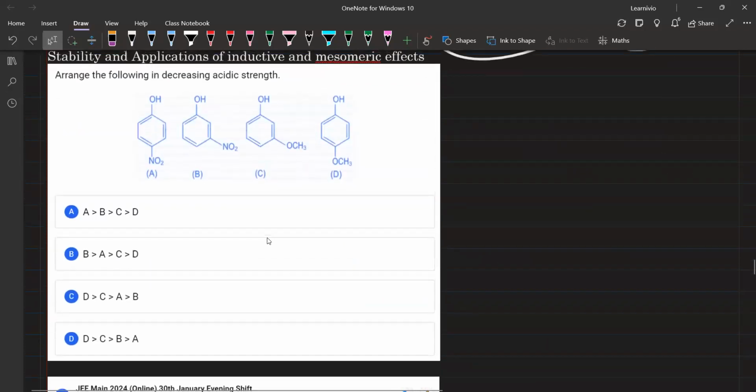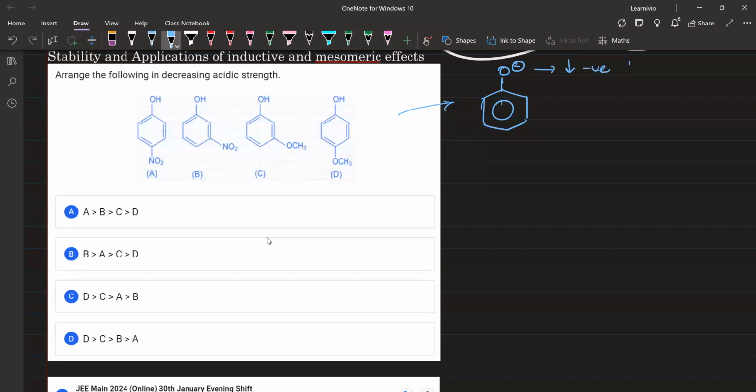Try this. Arrange the following in decreasing acidic strength. So decreasing acidic strength, why is it acidic? It is acidic because of this OH, right? Whenever you have to look at the acidic strength, understand that once it shows acidic nature, it will form a phenoxide ion. Now, obviously, whenever you have a negative charge or a positive charge, that compound will be unstable. So then you have to look at which one is the most stable out of these unstable conjugate bases. So we have to decrease the negative charge.